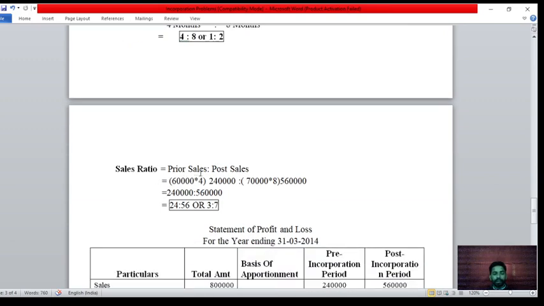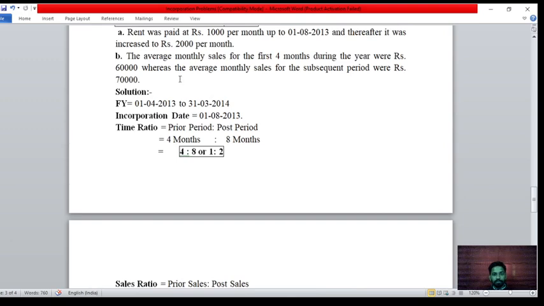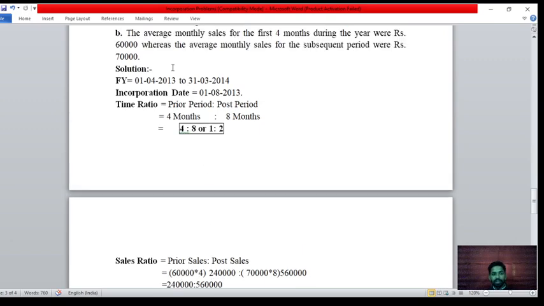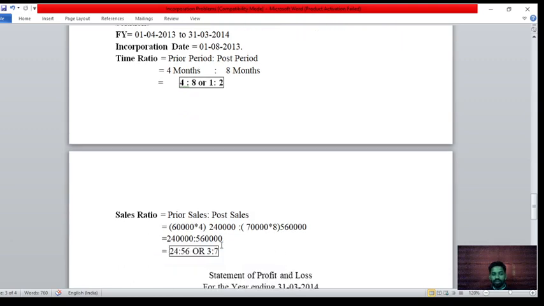Next, what's the sales ratio? Prior sales to post sales. Now see, in this statement, the prior sales for the 4 months are given as 60,000 per month. So each month 60,000; calculate 60,000 into 4, it will be 2,40,000. And for the remaining 8 months, 70,000 into 8 will be 5,60,000. So this 2,40,000 is to 5,60,000. Now cancel all these 4 zeros, and the remaining will be 24:56.